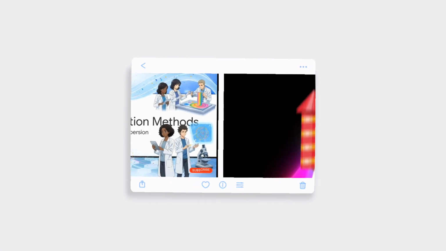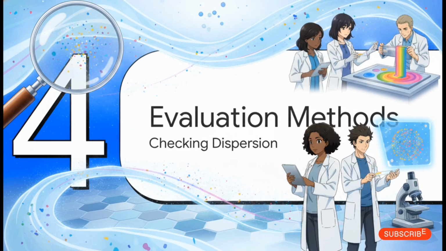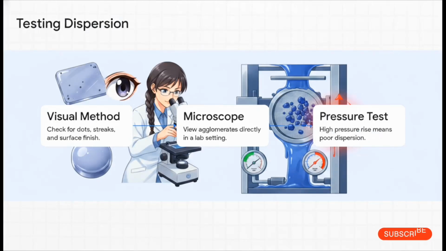Honestly, dialing in the proper back pressure is the real secret sauce here to getting that optimal mixing and color uniformity. All right, Section 4, Dispersion Evaluation Methods. How do we know we're doing this right? You essentially have a 3-step escalation for testing this.